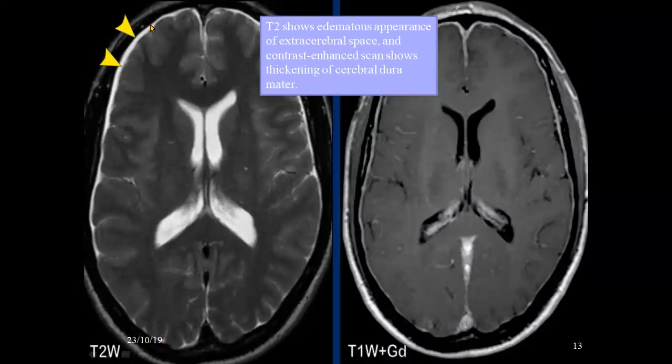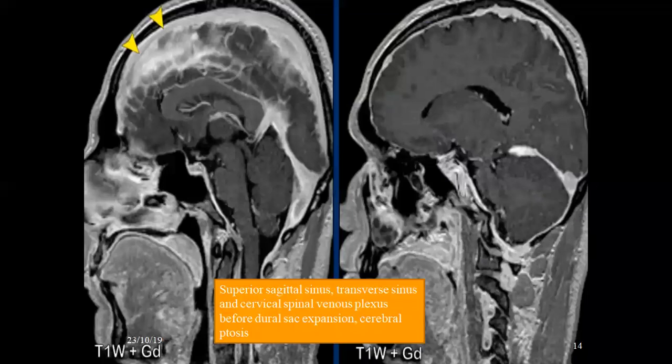Here, another, we'll see an edematous appearance, and this is with enhancement. We'll show that the dura will enhance, and also thickening of the dura mater. Also in the other picture here of the superior sagittal sinus, and also the transverse sinuses here, and also the cervical spine, spinal venous plexus, all of them will show expansion, and here will also show the cerebellum ptosis here.